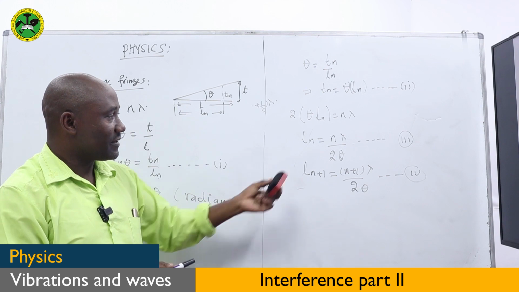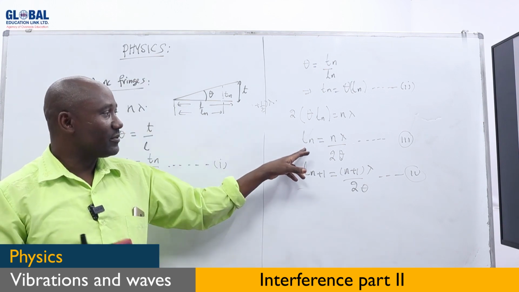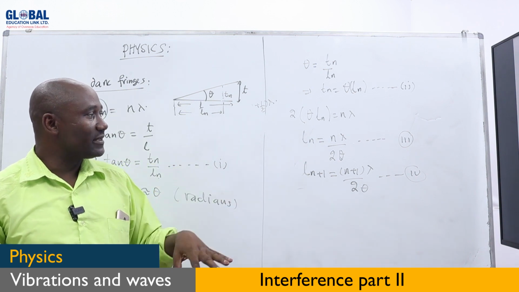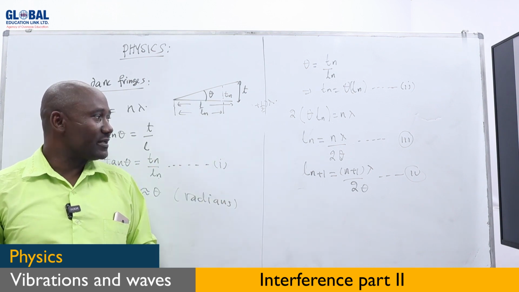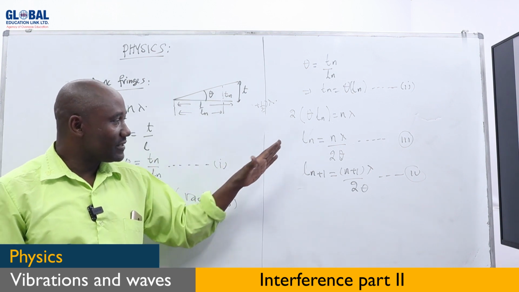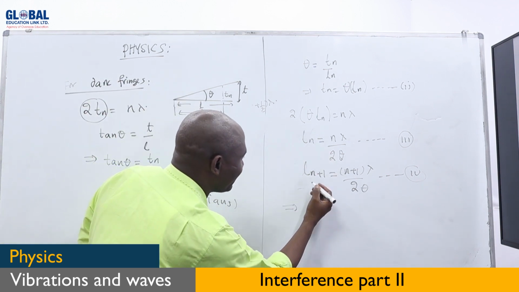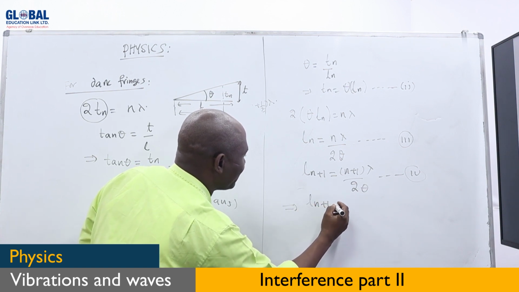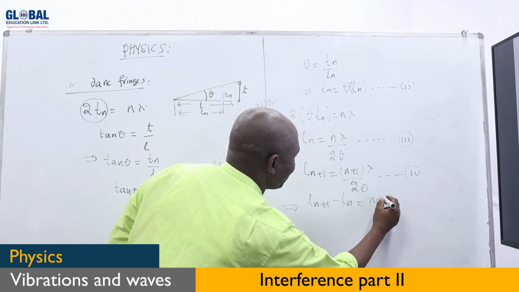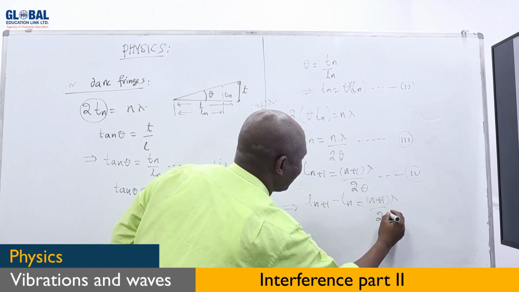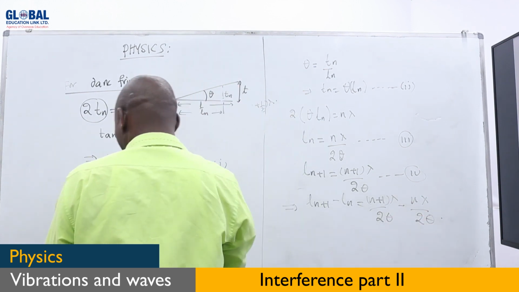And if you find the difference between the two, if you remember in the previous discussion, we looked at the formulas for finding the position of the fringes, dark and bright, and also we managed to find the fringe separation, the width of the fringes. So you find the difference here. Equation number 4 minus 3 gives us Ln plus 1 minus Ln. This will give us n plus 1 lambda over 2 theta minus n lambda over 2 theta.